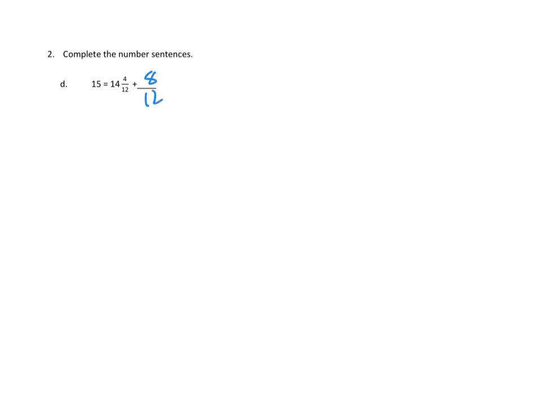8 twelfths. Let's think that through. If we had 4 twelfths and we added 8 twelfths, that would make 12 twelfths, and then sure enough, we would turn in that 12 twelfths into a whole, and that would be added to 14. That would give us 15. So 8 twelfths is what we're missing there, and that will make this number sentence true. Awesome. Let's take a look at one more.